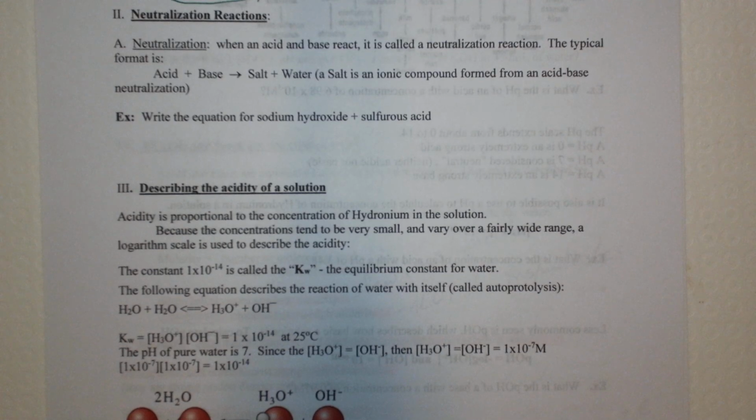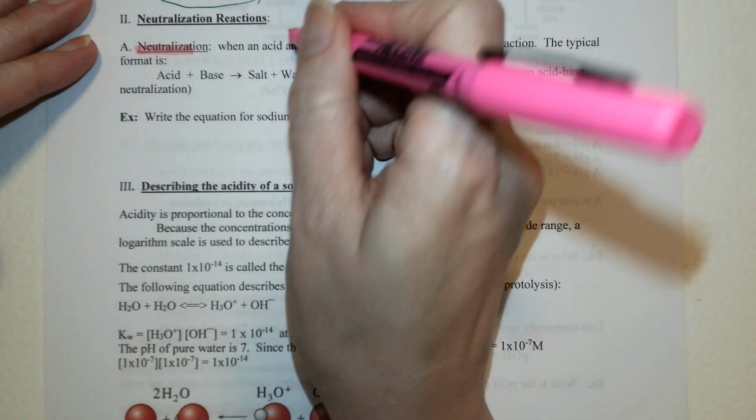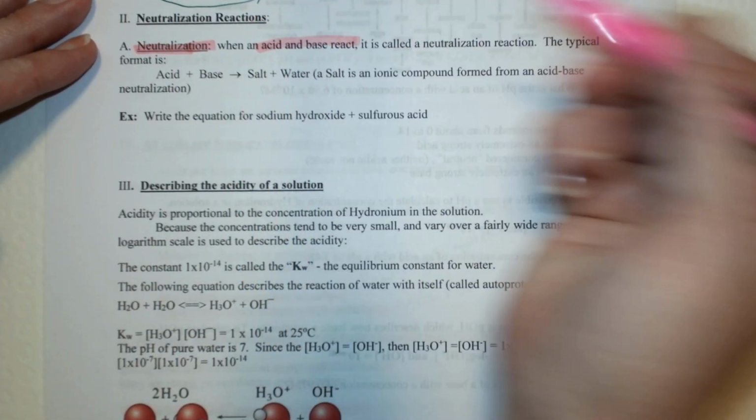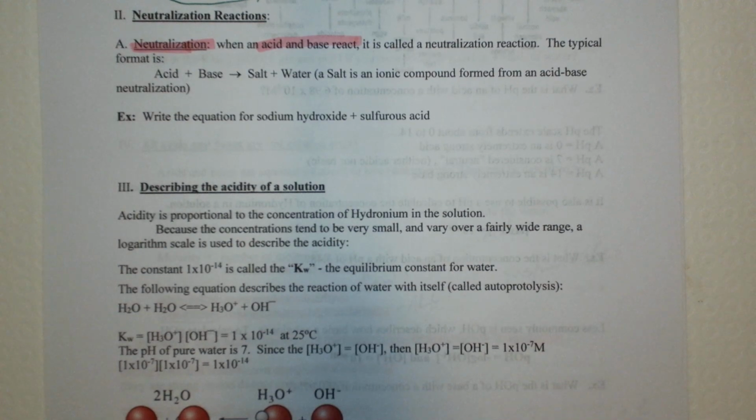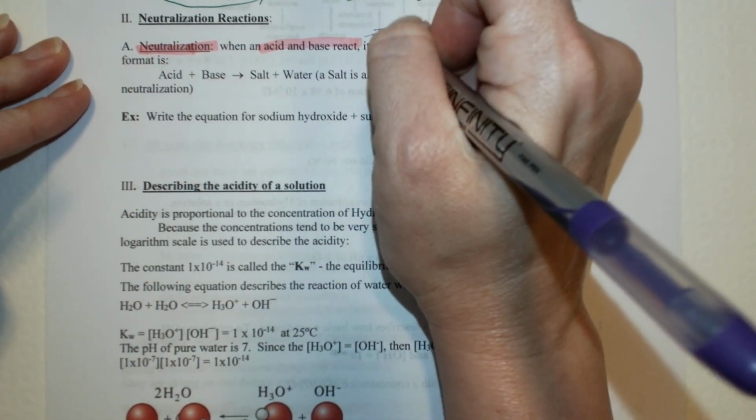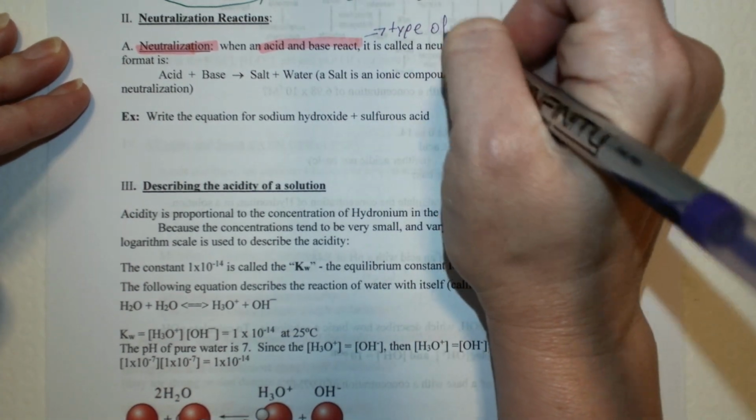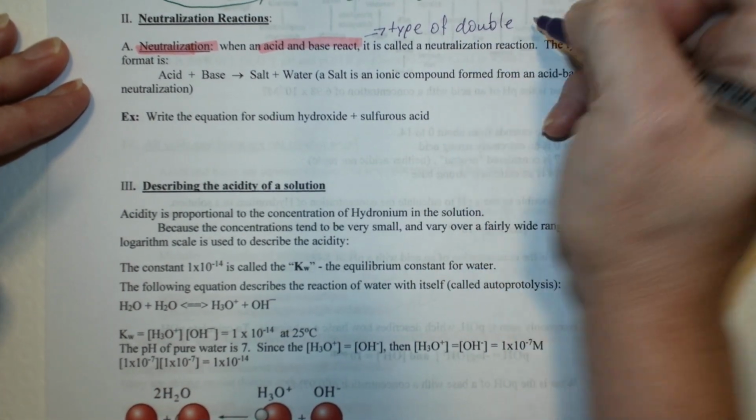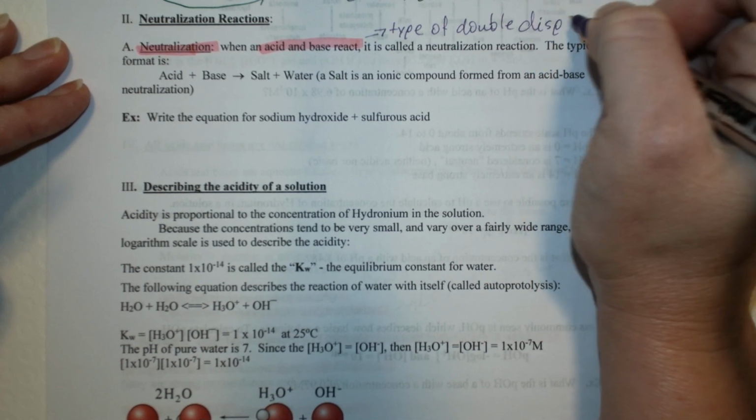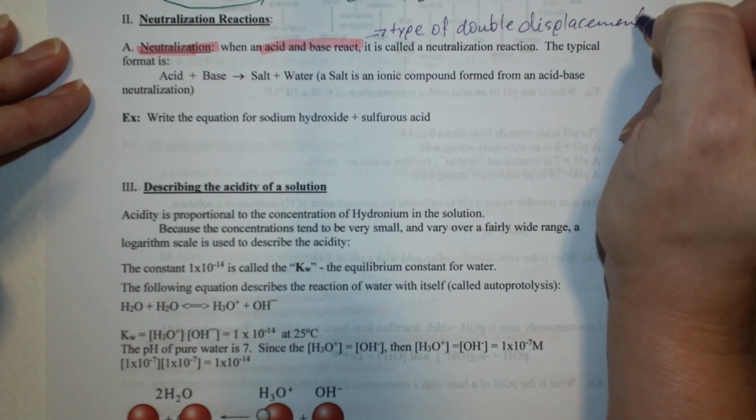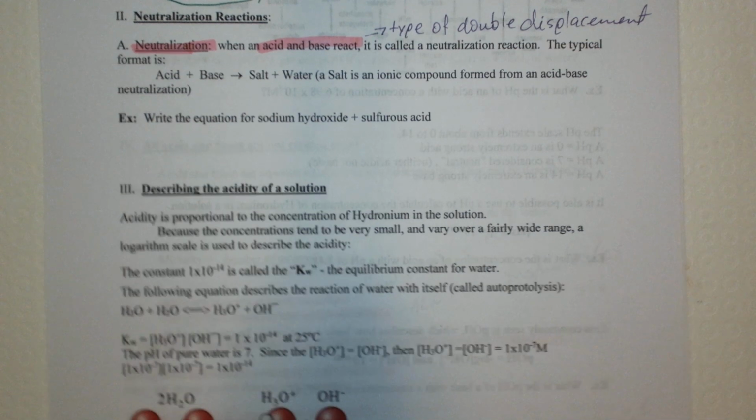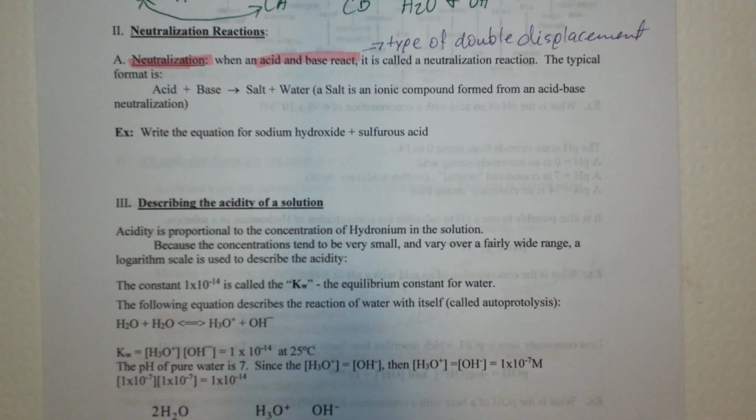Okay, so hopefully you already watched the video about chemical reactions and types of chemical reactions. Acid-base reactions that involve an acid and a base reacting are called neutralization reactions. So neutralization reactions are when an acid and a base react. They are also a type of double displacement reaction. Okay, so that's why you kind of have to go over your types of reactions all over again.